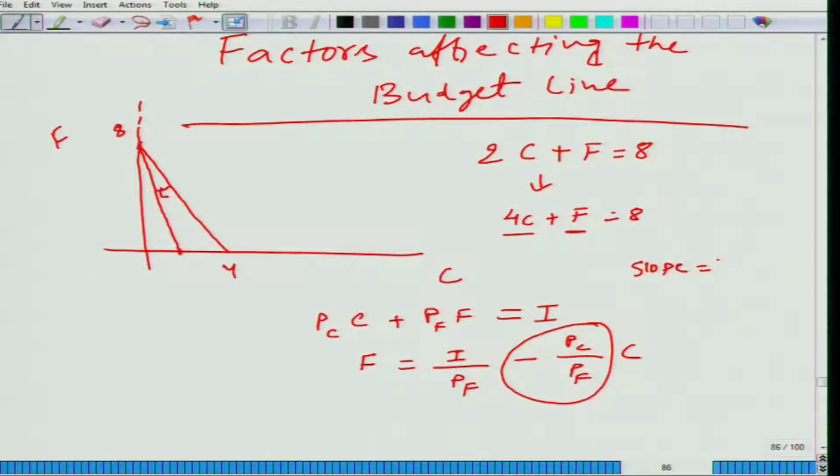Mathematically, slope is rise divided by run, that is the slope. So, when you move from this point to this, run is 4, and the rise is 8. So, how much is the slope? 8 divided by 4, and it is moving in the negative direction, so minus 2. But what does this minus 2 indicate? It indicates that for 1 unit of coconut you have to substitute 2 units of fish, you have to give away 2 units of fish.